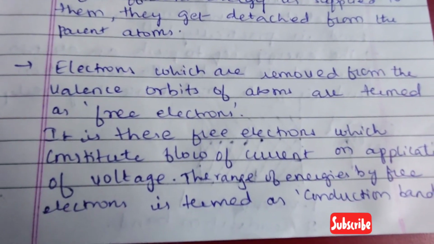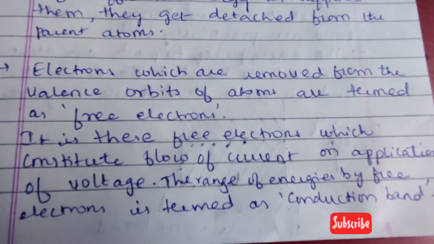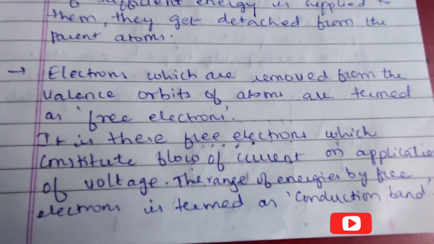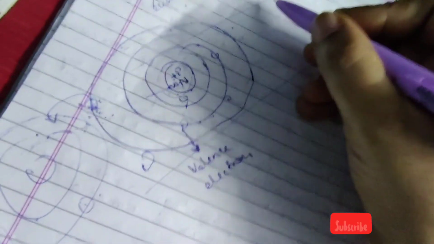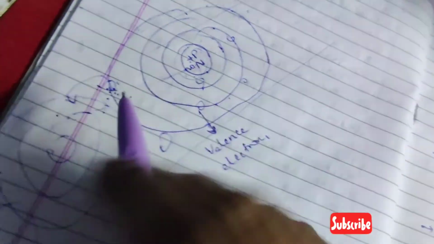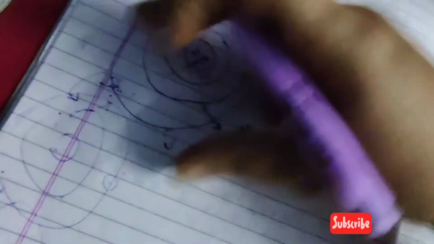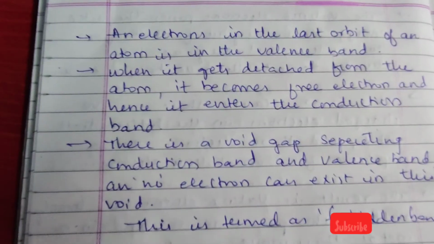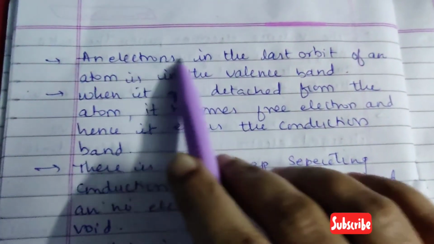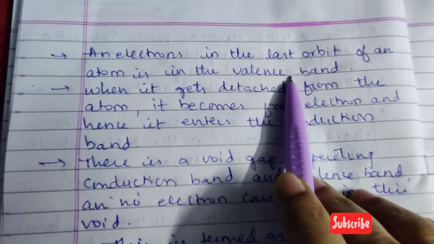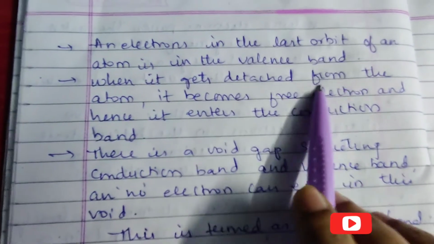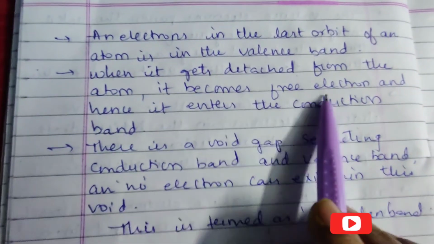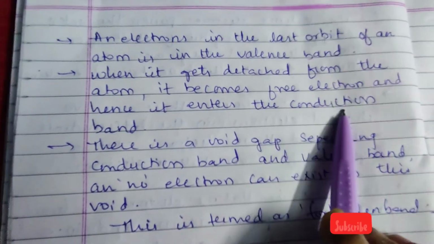The range of energies of free electrons is termed the conduction band. These free electrons moving here, if some voltage is given, will align themselves and the flow of electrons takes place. This band is called the conduction band. Electrons in the last orbit are in the valence band. When an electron gets detached from the atom, it becomes a free electron and enters the conduction band.